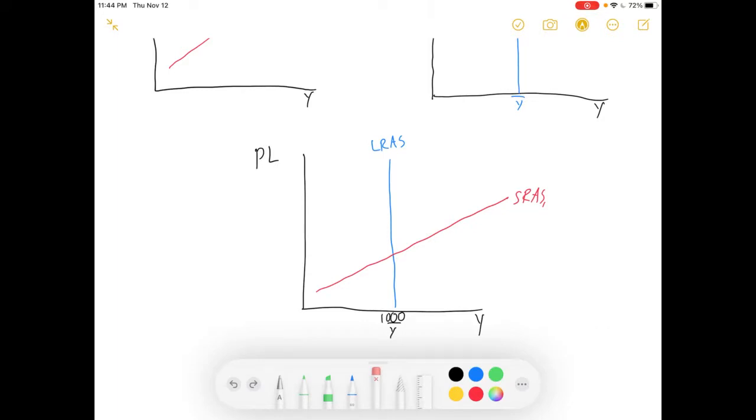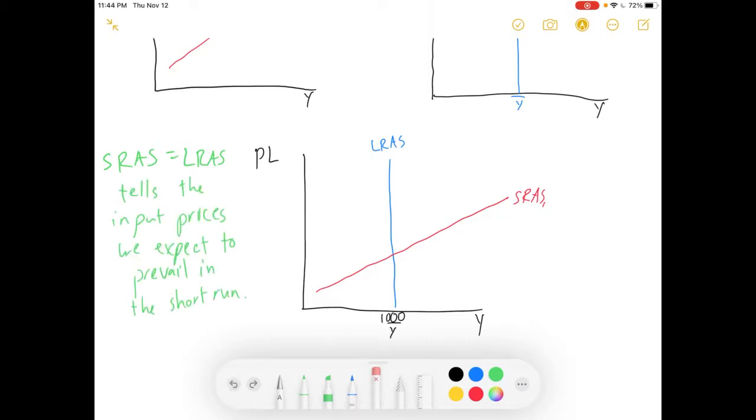One thing I'm interested in when we combine these two graphs is, what is that intersection? What happens when short run and long run aggregate supply equal each other? Well, it tells the input price level that we expect to prevail in the short run. So it might be that the expected price level at that point is 100. Whether that be measured on your CPI or in some other way, there's some price level that we expect it to be. That's for input prices. If we had a different short run aggregate supply curve, we would have a different expected price level.